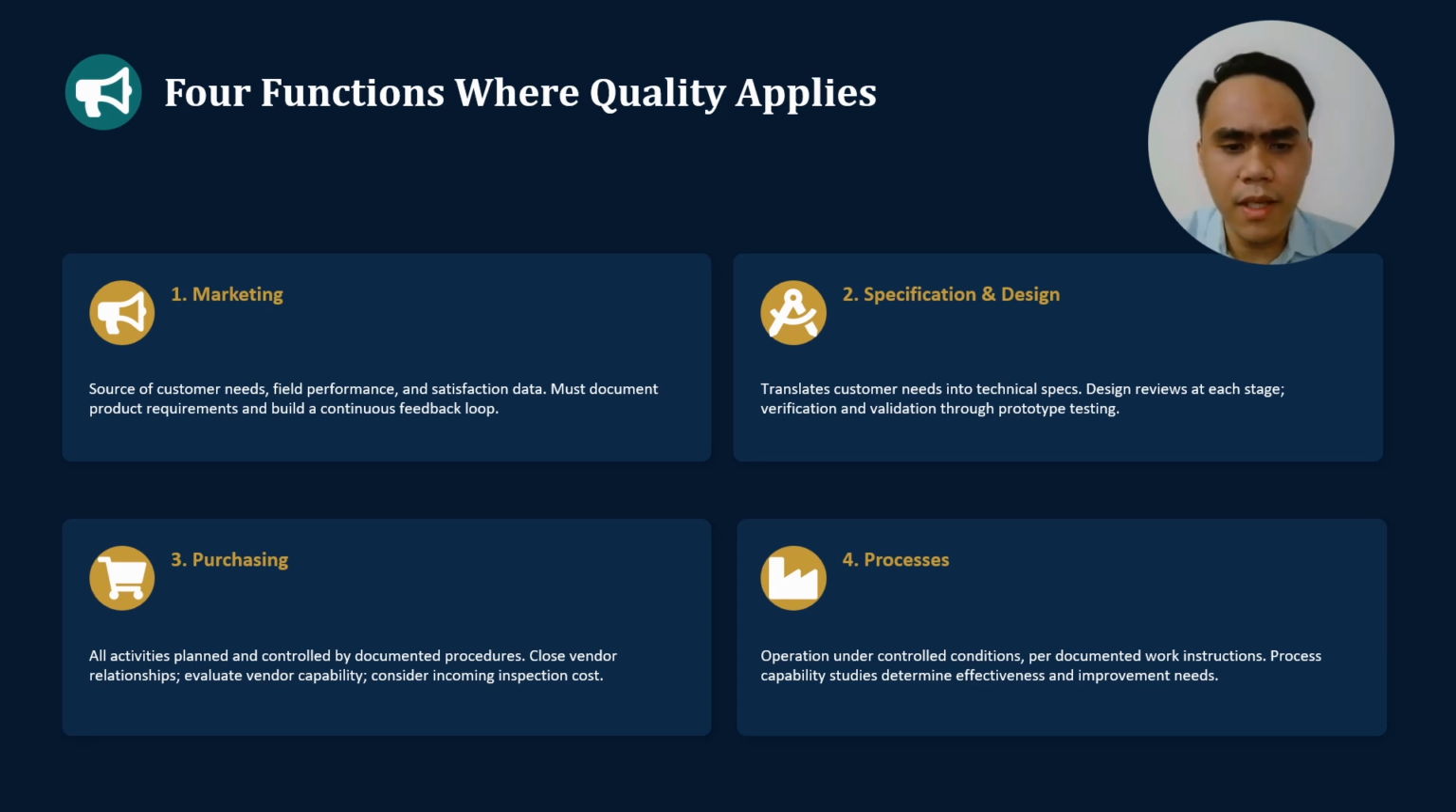Number three is quality in purchasing. The standard requires that all purchasing activities be planned and controlled by documented procedures.